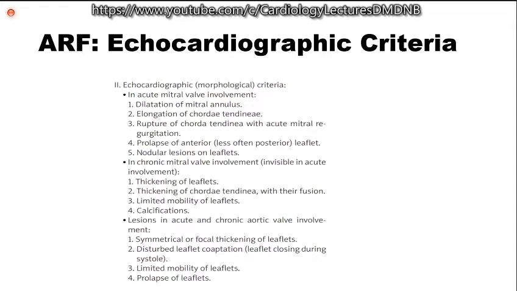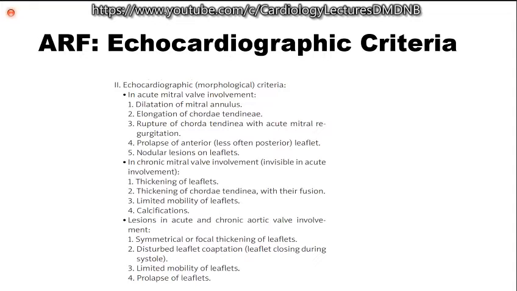In chronic mitral valve involvement, that is where the patient has had an acute rheumatic fever, and the involvement of the valve has resulted in chronic structural changes, which include thickening of leaflets, thickening of chordae tendineae with fusion, limited mobility of leaflets, and calcifications. So these are the four criteria for the established rheumatic fever involving the mitral valve.